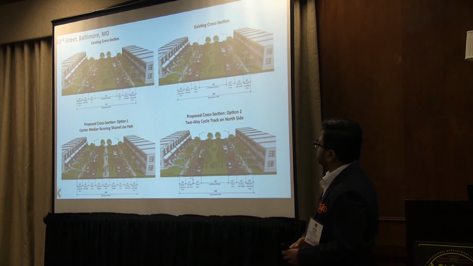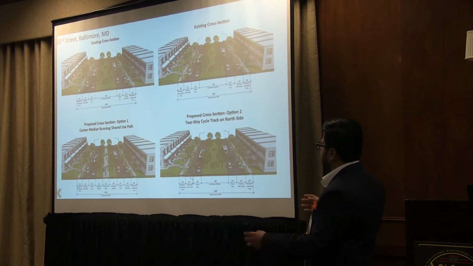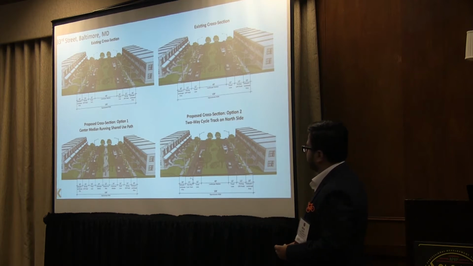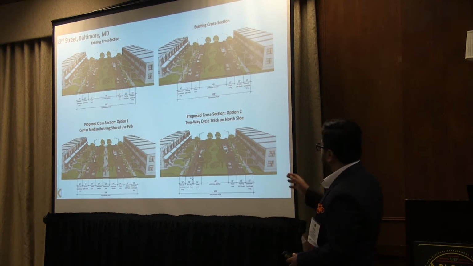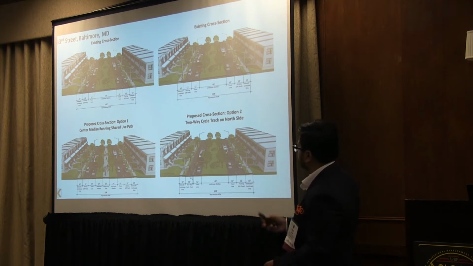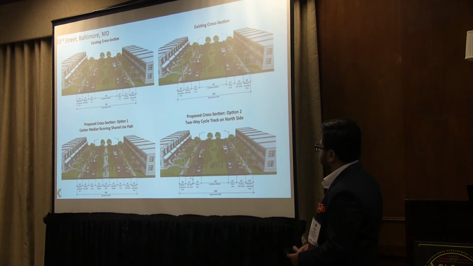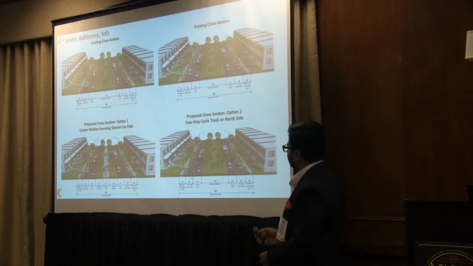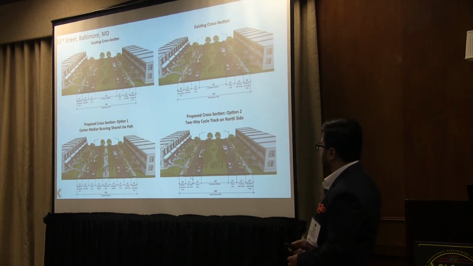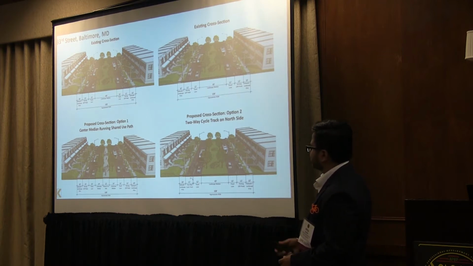This is a recent project in Baltimore, a trail project where we were looking at two options. One was putting a shared use path down the median. The other option was taking parking on one side and putting in a two-way cycle track. For a variety of reasons, we decided to pursue option one, but the community had concerns about what would happen to the landscaped median.